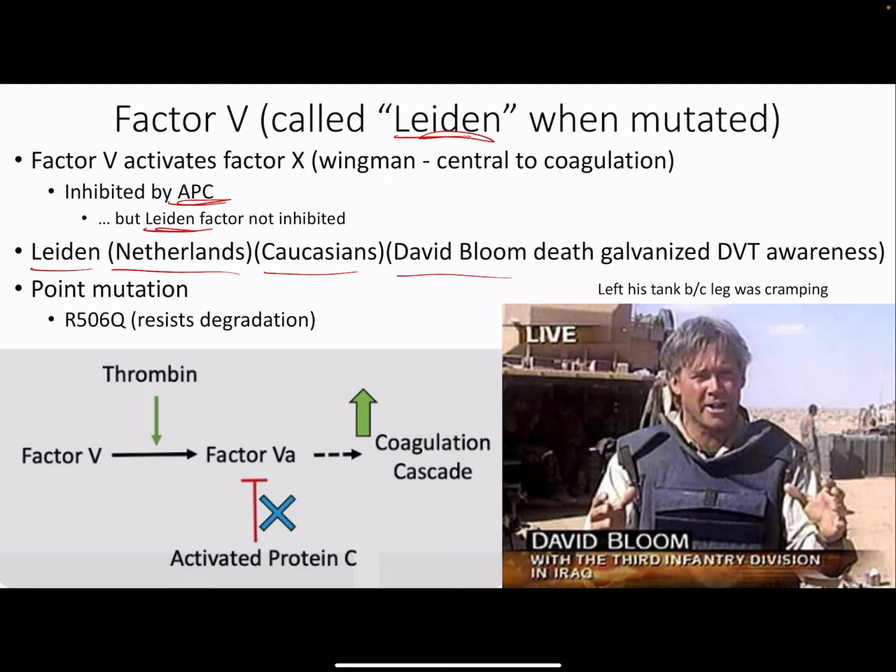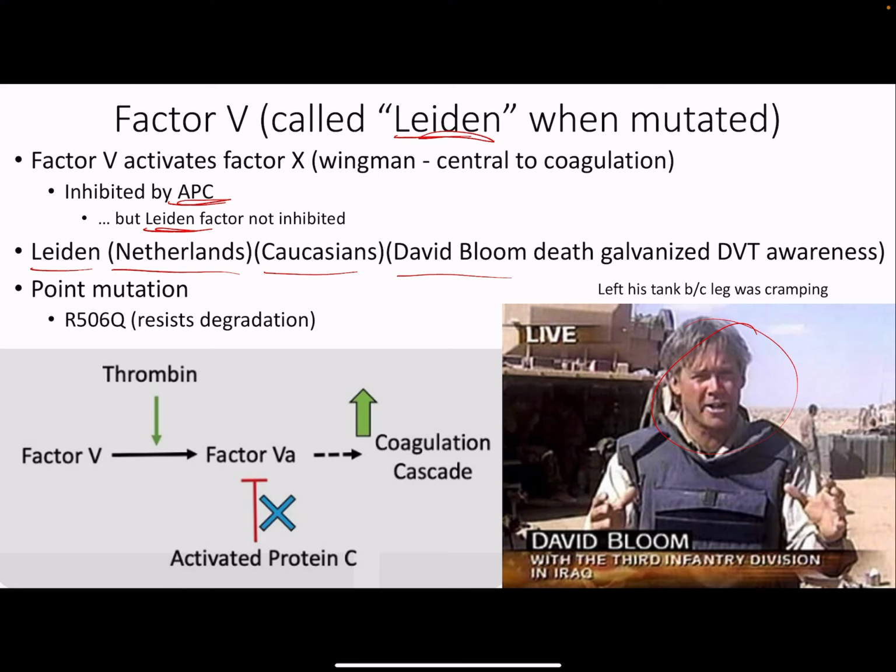David Bloom, in like 2003, I think he was a reporter for the Iraq War, and he was a healthy, fit guy. And he died because he had maybe a pulmonary embolism or something. It brought a lot of awareness to this particular Leiden mutation and deep vein thrombosis. Part of it was he was hypercoagulable because he had the Leiden mutation, but he's also sitting in a tank, in these tiny little armored vehicles, for hours and hours and hours every day.